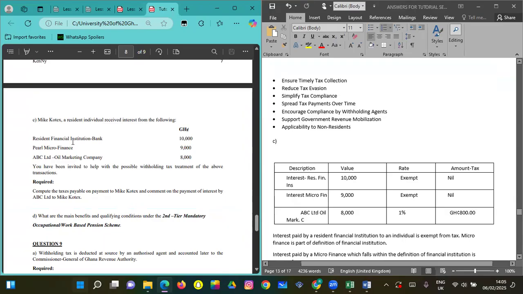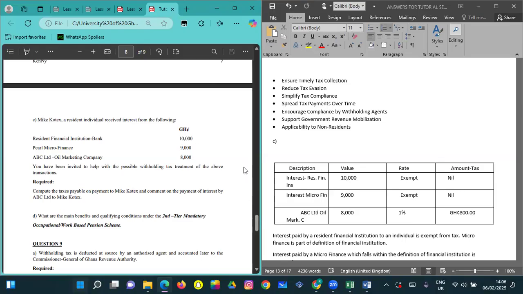He is saying that a resident individual received interest from the following: a resident financial institution bank 10,000, Pearl Microfinance 9,000, ABC Limited 8,000. You have been invited to advise on the possible withholding tax treatment of the above. Compute the taxes payable and comment on the payments of interest.